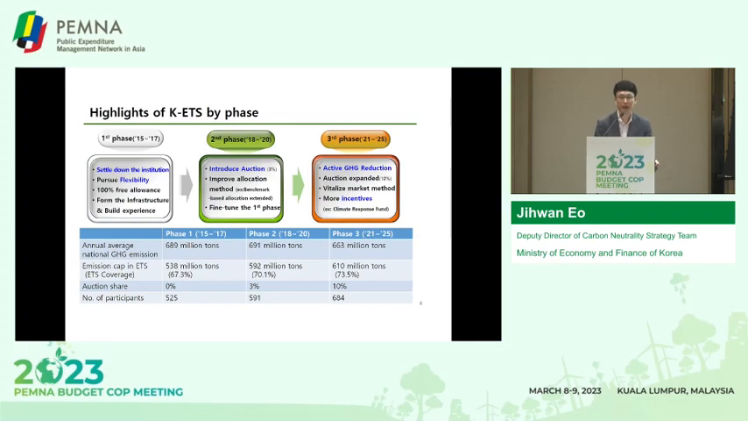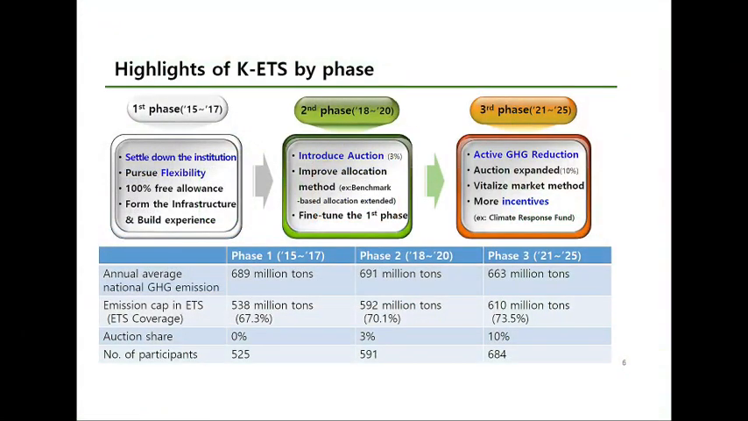When K-ETS was first introduced in 2015, the allowances were 100% freely allocated. And then in 2018, the allowance auctioning was first introduced at a share of 3%. Now this auctioning share has risen to 10%. The ETS coverage from the national greenhouse gas emissions, as well as the number of participating entities, has risen steadily, now covering about 3/4 of national emissions. You can see this information below.